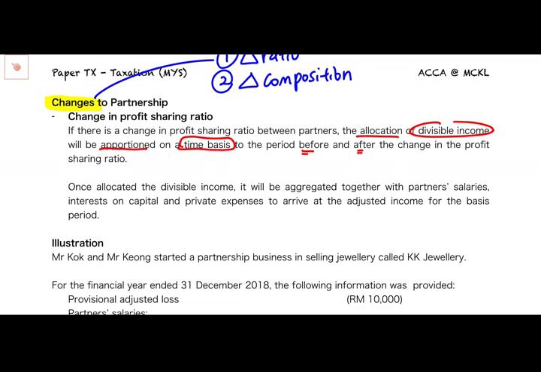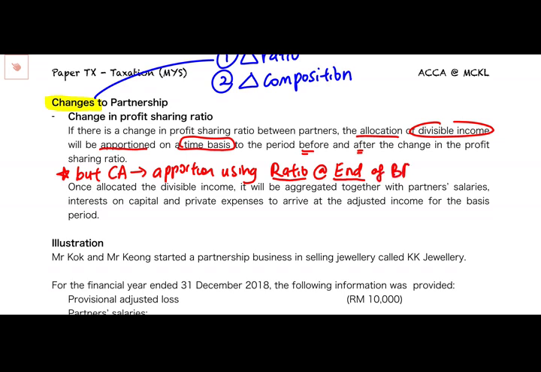Okay. But one thing you have to be careful is the CA. Although the DI we have to allocate, but always remember, but CA, we will only apportion using the ratio at the end of the basis period. Okay? For CA, we will apportion using ratio at the end of the basis period.